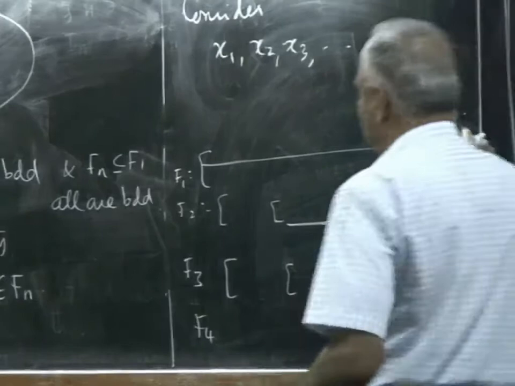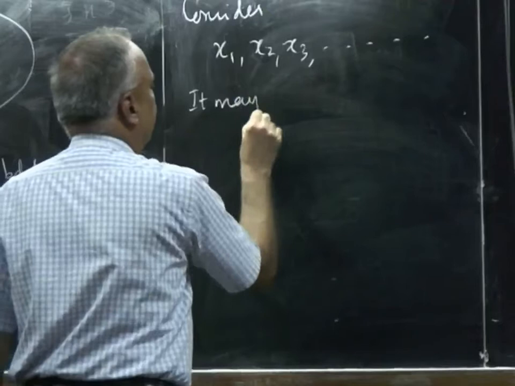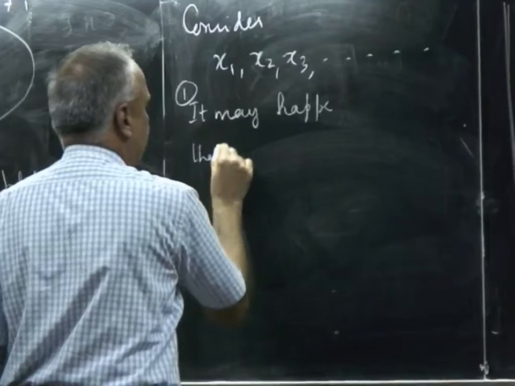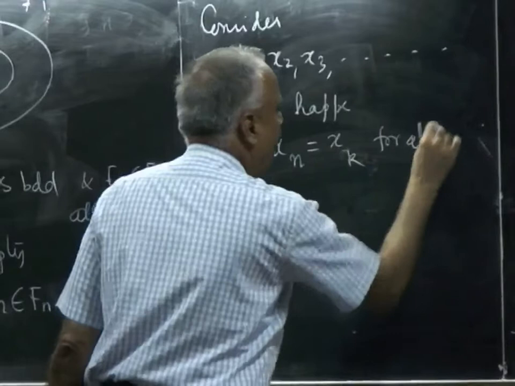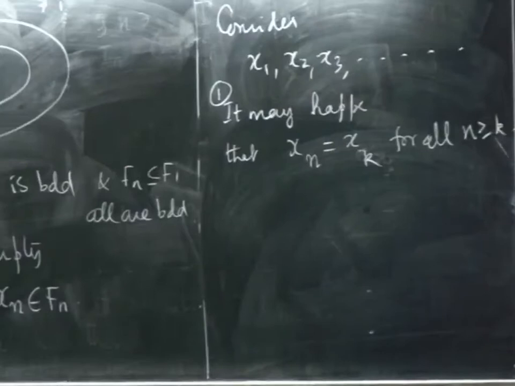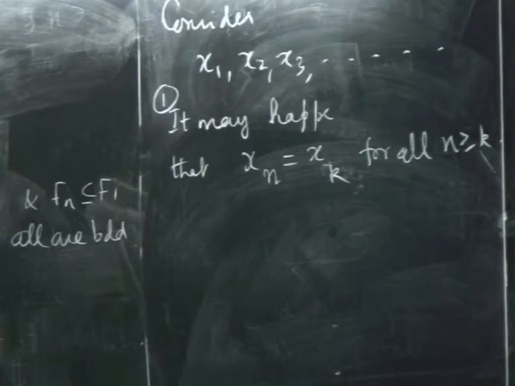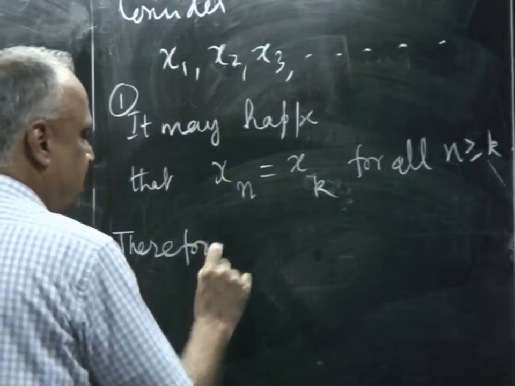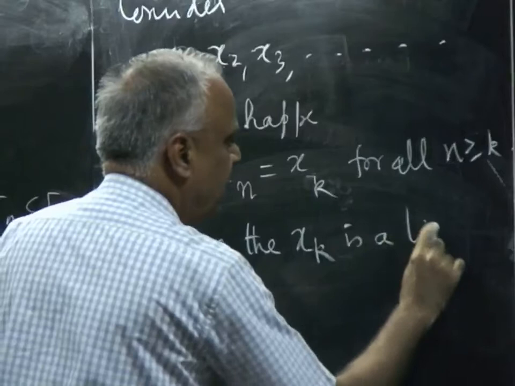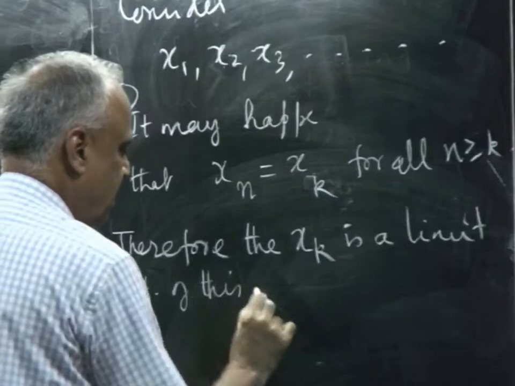Okay. So it may happen, case 1: xn equal to some xn naught for all n greater than or equal to n naught. Right? In that case, how does the sequence look like? x1, x2, x3, xk, xk, xk, xk, xk, and so on and so forth. And therefore, xk is a limit point of this sequence.